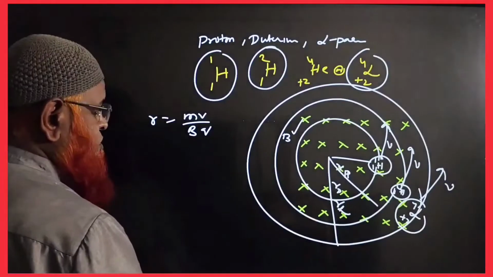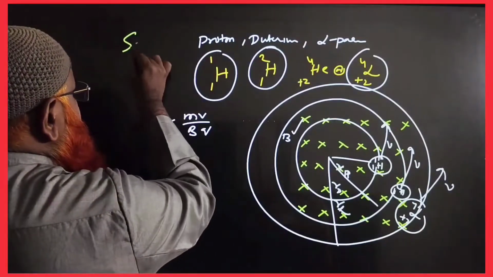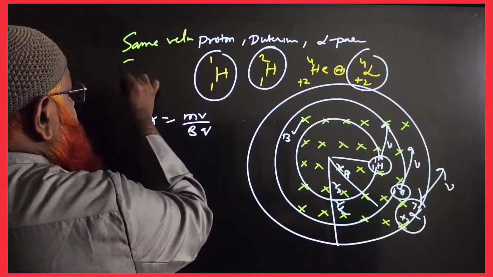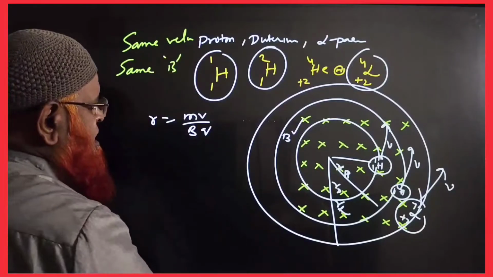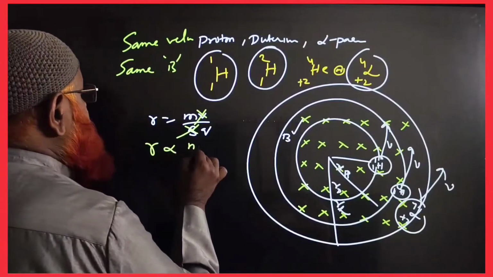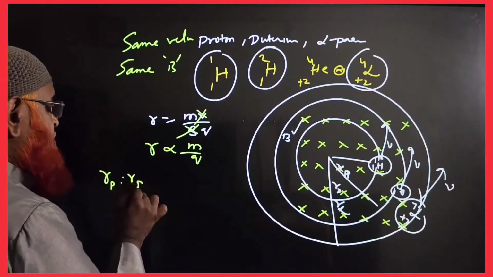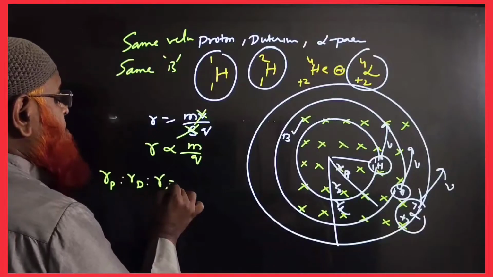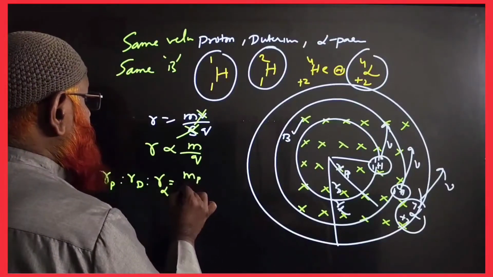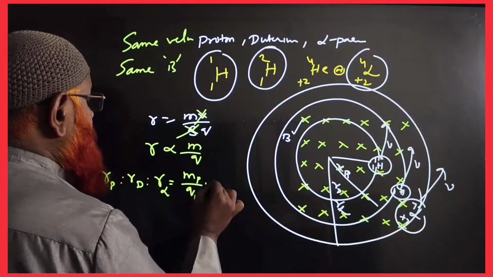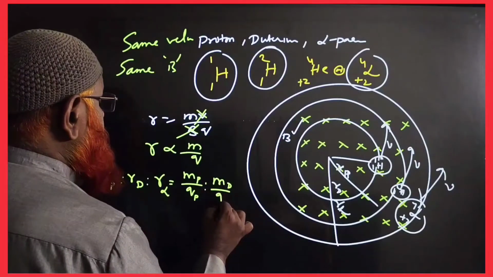So here, according to our question, they are entering with the same velocity and the same magnetic field B. Then what is happening here? Radius is directly proportional to m by q. Radius of proton is to radius of deuterium is to radius of alpha particle is equal to m proton by q proton is to m deuterium by q deuterium.